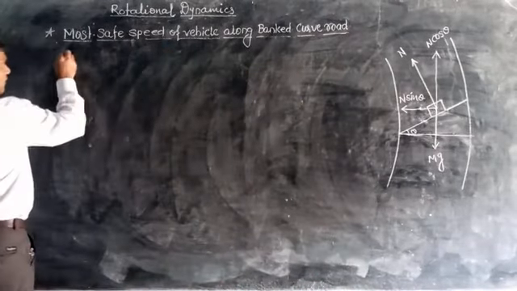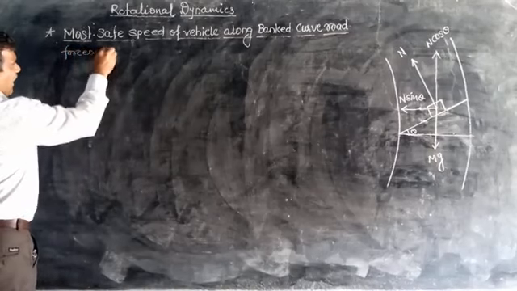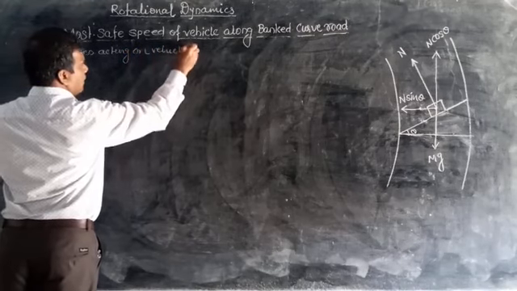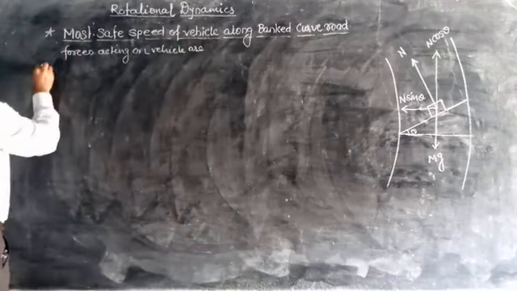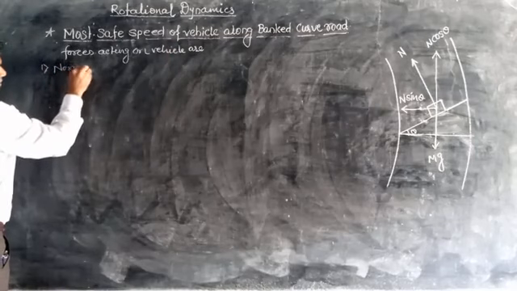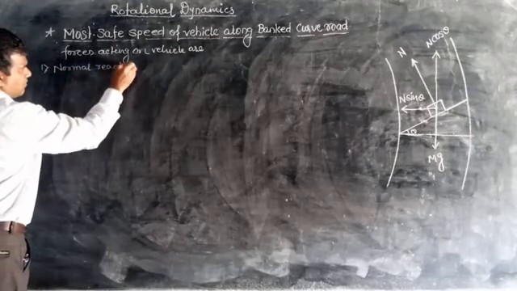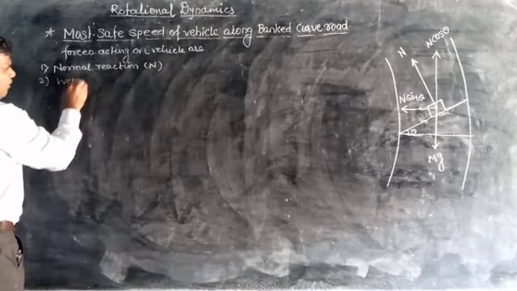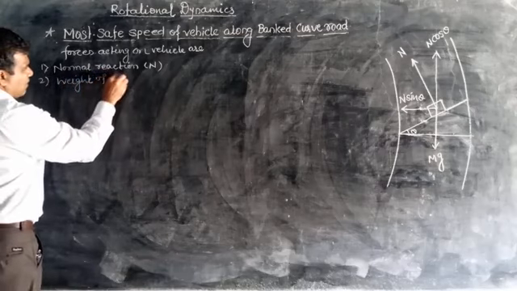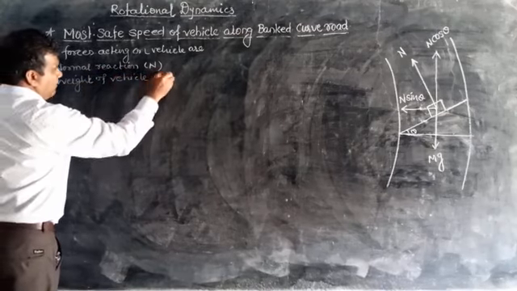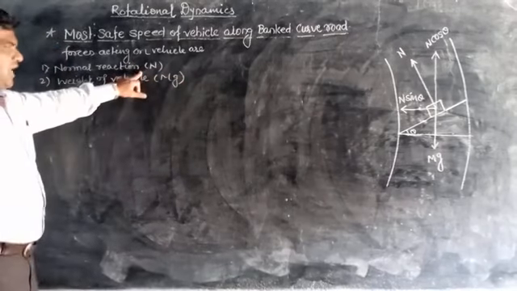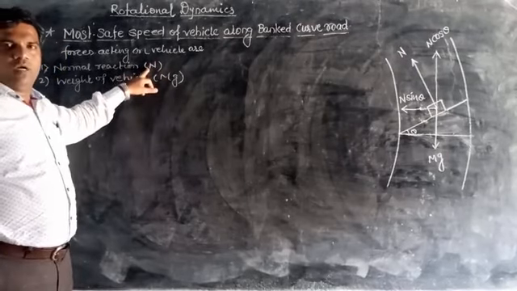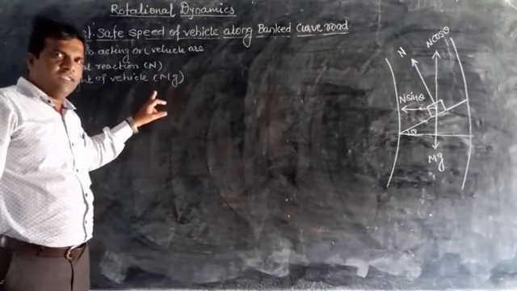It means that we can write forces acting on vehicle are: number 1, normal reaction, N; number 2, weight of vehicle, mg. This acting upward direction, this acting in downward direction. This normal reaction resolved into two components, that is N cos theta and N sin theta.